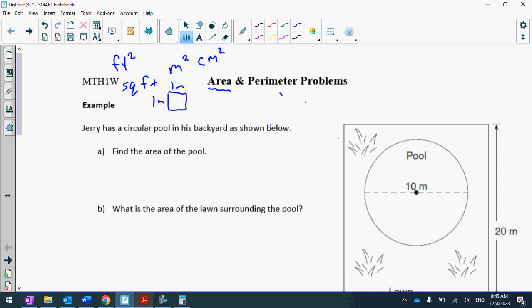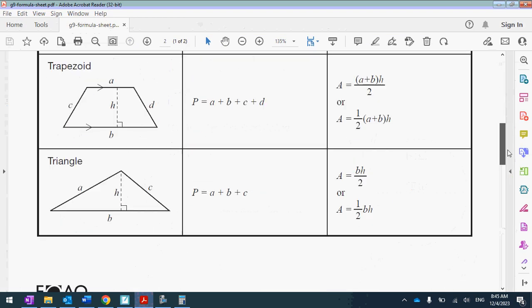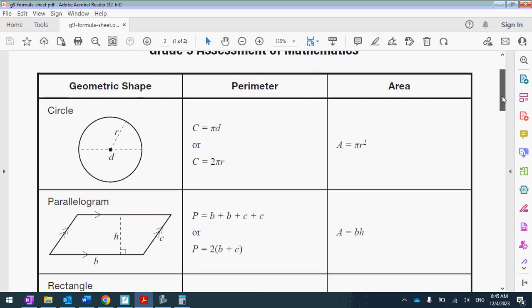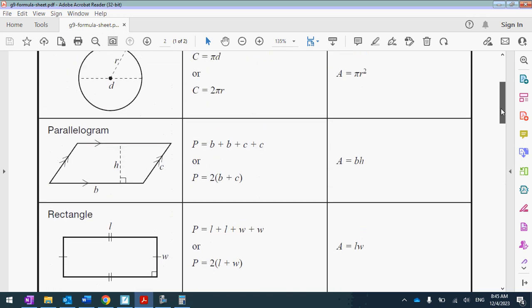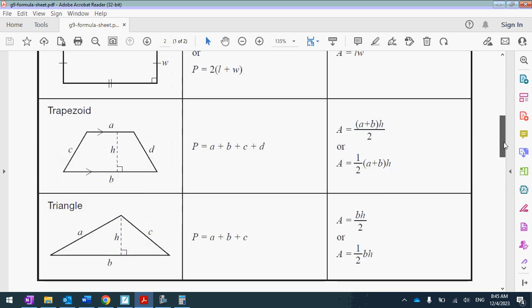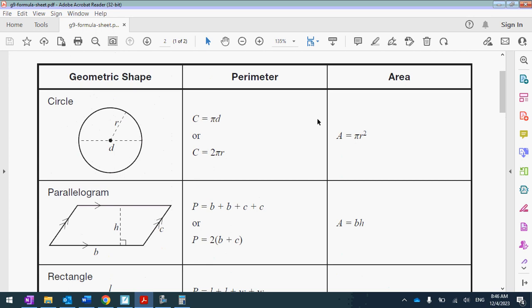So we have a formula sheet that you can use. It's right here. Hopefully you have one of these. We're just going to be looking at the first side today, which has perimeter and area formulas of a circle, parallelogram, rectangle, trapezoid, and triangle. Now, please keep in mind that perimeter formulas aren't always super useful. A perimeter of a shape is really just the distance around the outside of the shape, and often it's easiest just to add up all the sides that you have.